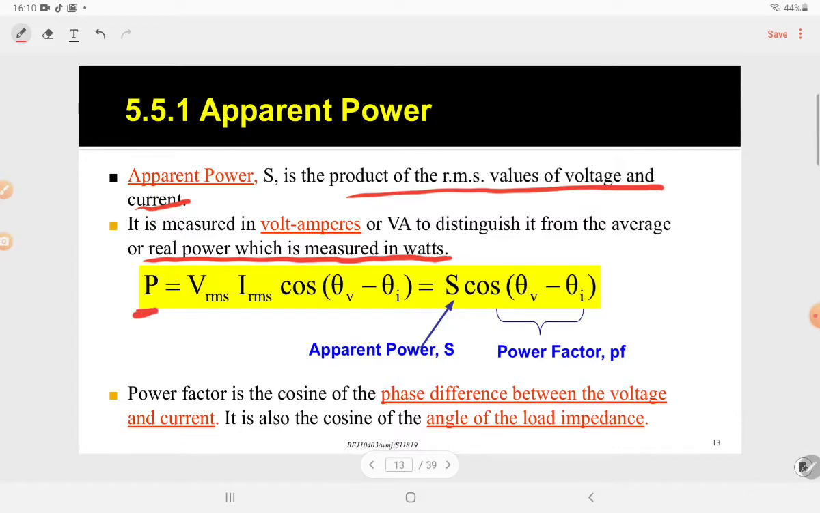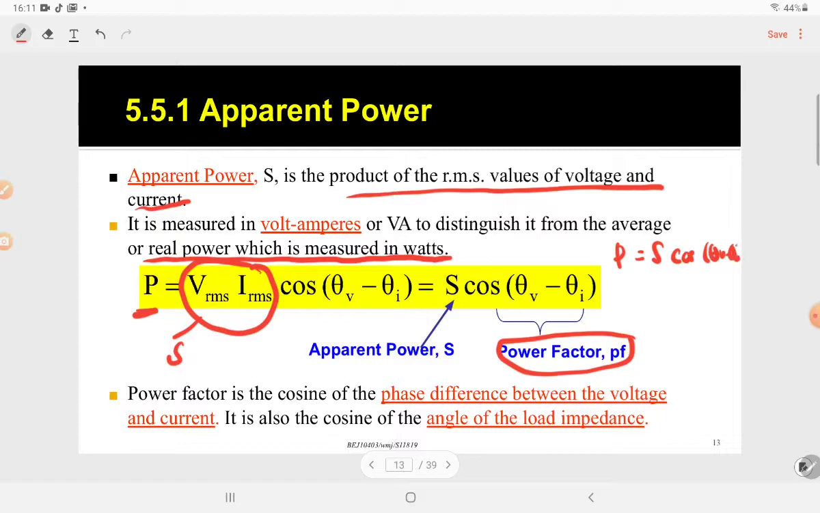Okay, so the formula for real power P is given by Vrms Irms cos(theta V minus theta I), right? From the definition, we know that the product of Vrms and Irms is equal to the apparent power S, and cos(theta V minus theta I) is the power factor, right? Therefore, we can also write the real power in the form P equals S cos(theta V minus theta I), alright?